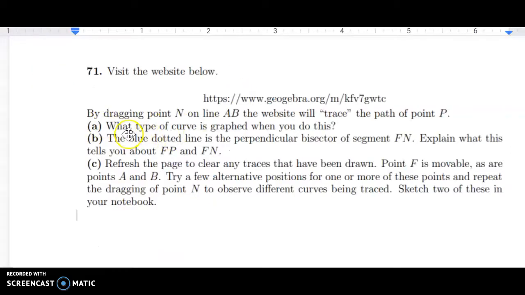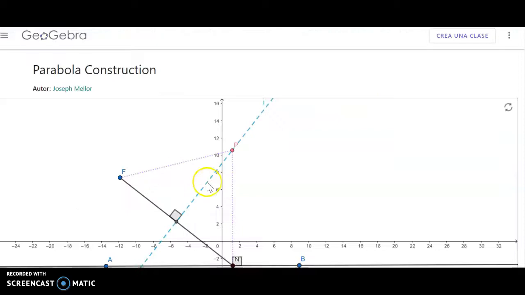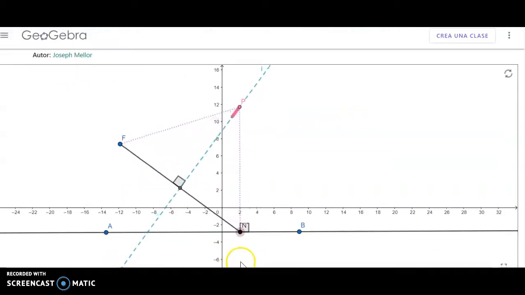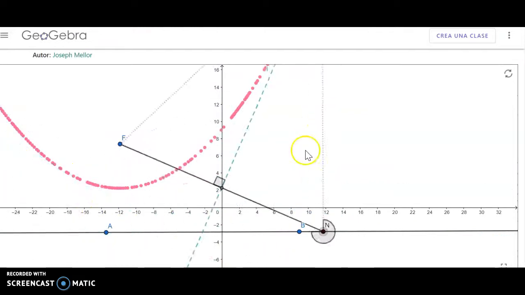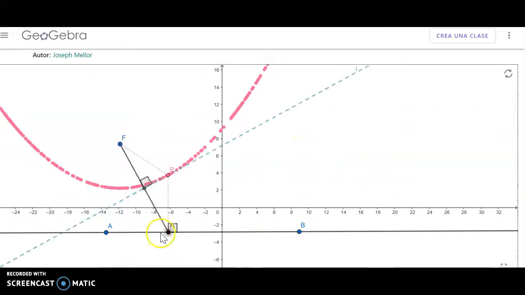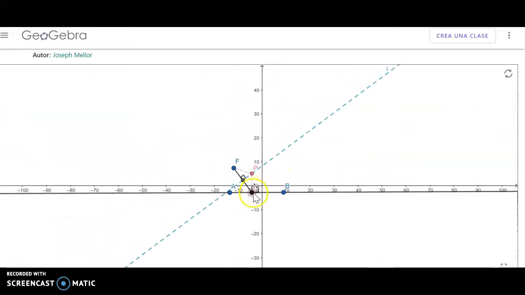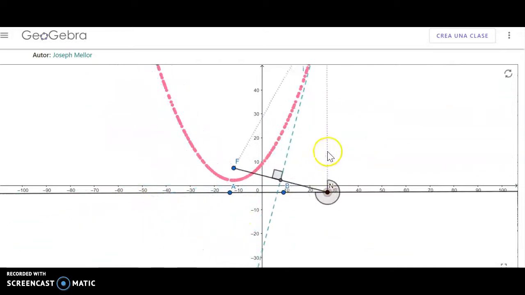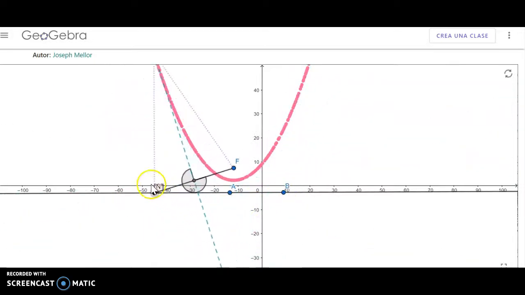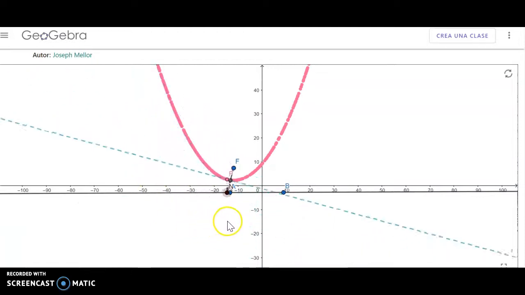First question: by dragging N on line AB, the website will trace the path of point P. So what type of curve is graphed when you do this? By dragging point N, zoom out a little more, I'm dragging point N, and it appears that it's making a parabola, right?